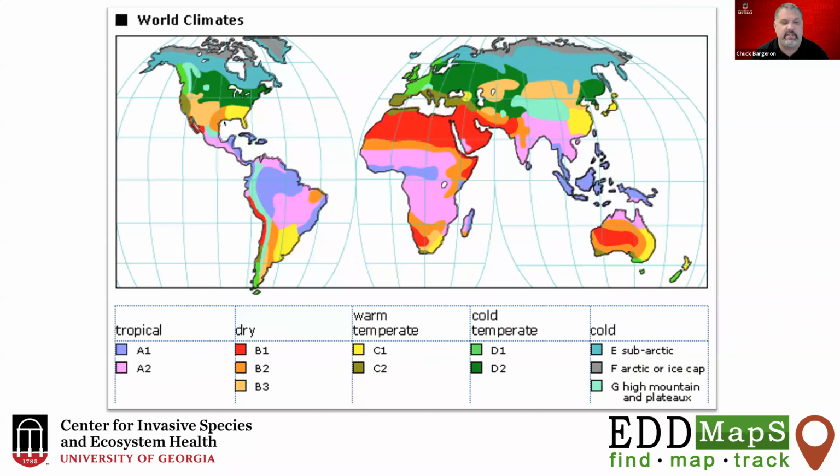Where are these species coming from? It's very easy to look at the world climate zones and match up whether it is Europe or Asia, and see that the reason we have a lot of species that are called Chinese or Japanese in the U.S. is because of the climate being similar to those areas of the world.